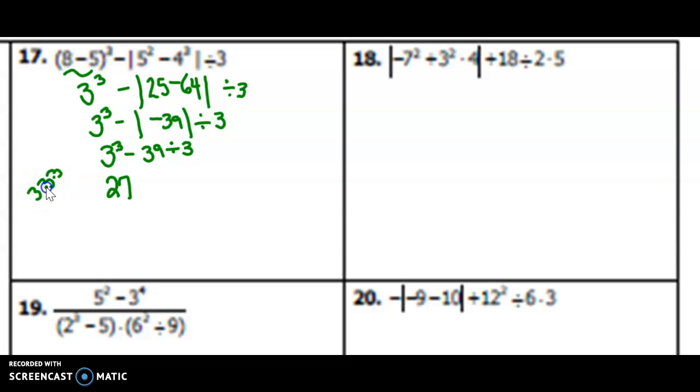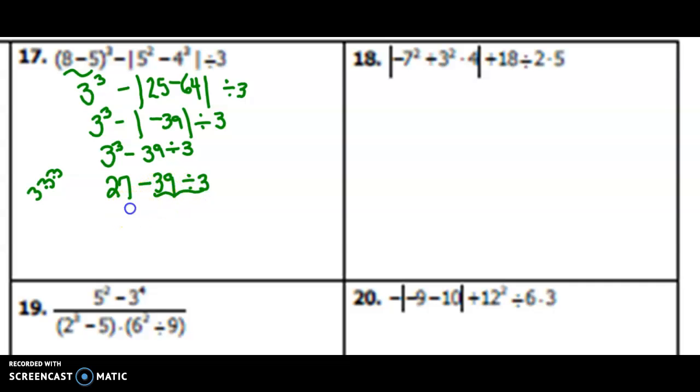And so 3 times 3 is 9, and 9 times 3 is 27. And then I'm subtracting 39 from that, and then I'm going to divide by 3. Well, I know that I can't subtract before I divide because division is the third step. And so I'm going to go ahead and divide here first.